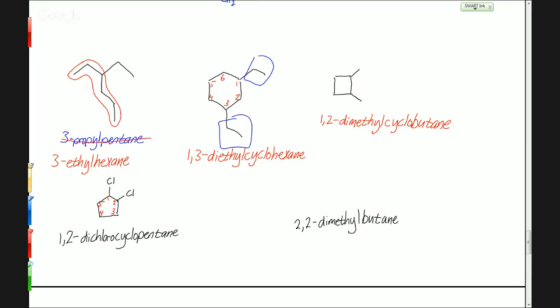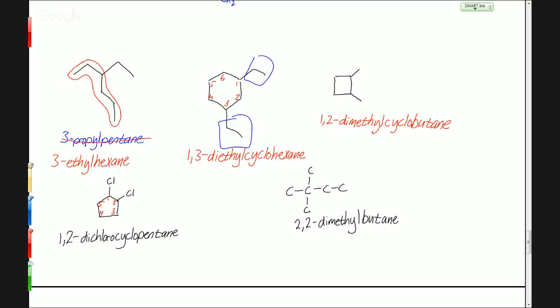Now, if you're not comfortable just drawing the line structure like that, that's fine. You can draw it as a condensed structure first and then turn it into a line structure if that's what the question is asking for. So we'll try that with this next one, 2,2-dimethylbutane. The main chain is butane. So you might draw 4 carbons in a row for butane. And then 2,2-dimethyl tells you that there are 2 methyl groups and they're both on carbon 2.